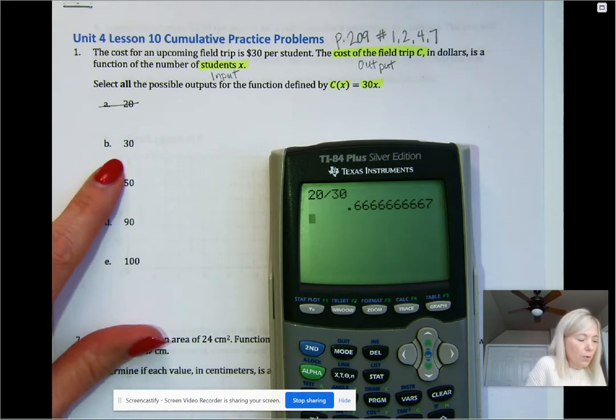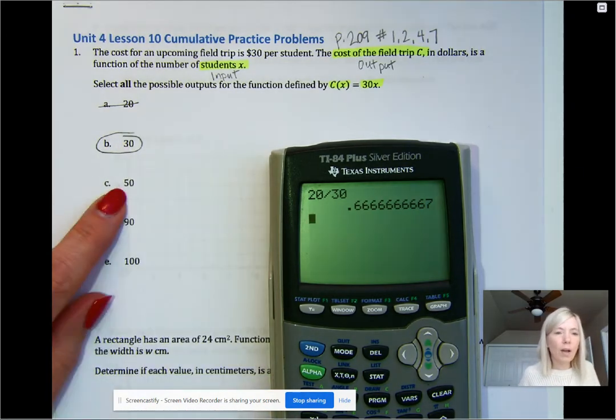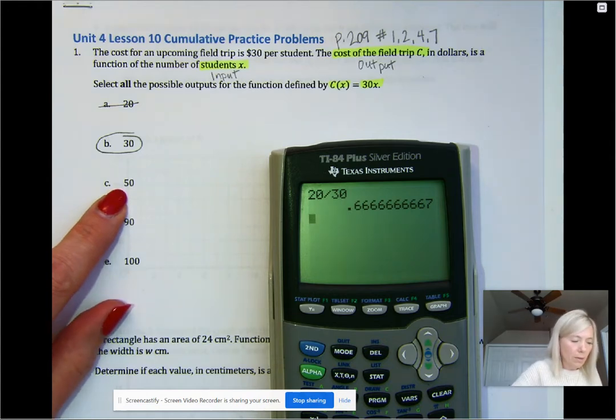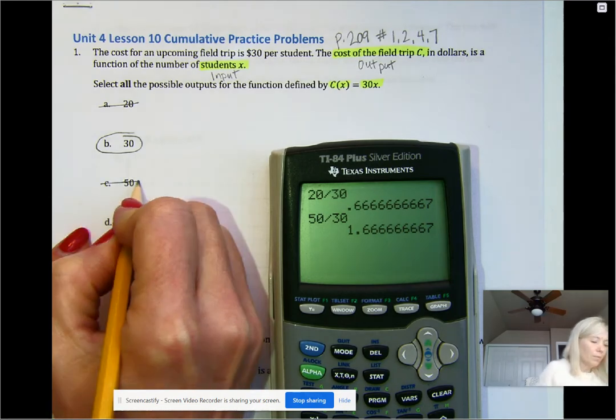Could the cost be 30? Sure. If just one student went, the cost could be 30. So we'll circle that one. Could the cost be 50? Well, could you spend $50 when each student costs $30? Well, that's not a whole number. So we would expect to have a whole number if we're talking about the number of students. So I'm going to cross that one off.